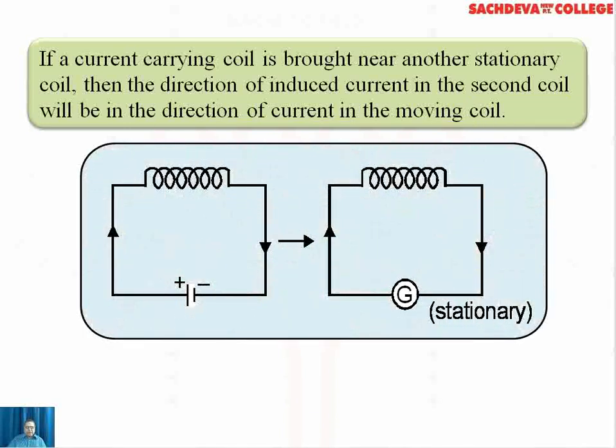So in the figure it is shown that in the right side figure there is a galvanometer and a coil, and it is stationary. But in the left side coil there is the positive and negative of the battery. It is sending the current in the coil and the current will be induced in the stationary coil.